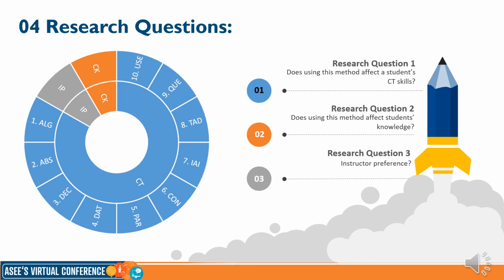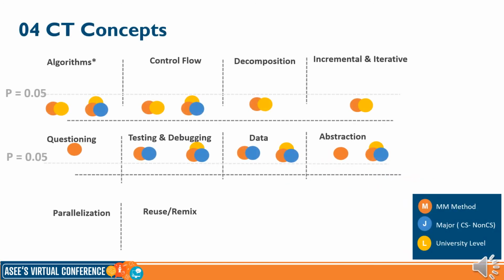To answer our research questions, we generated 3 datasets. One contained the computational thinking skills scores, the second one contained the course knowledge scores, and the last one instructor preference. To analyze computational thinking skills scores, we calculated two-way ANOVA, considering the teaching method, the major, and the university level. Also, we took the interactions between the method and the major, the method and the university level, and the full interaction, which is method, major, university level.